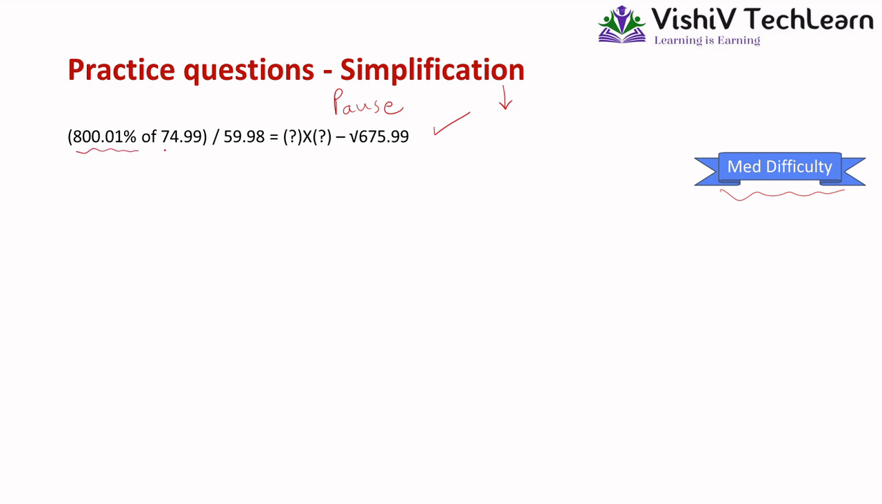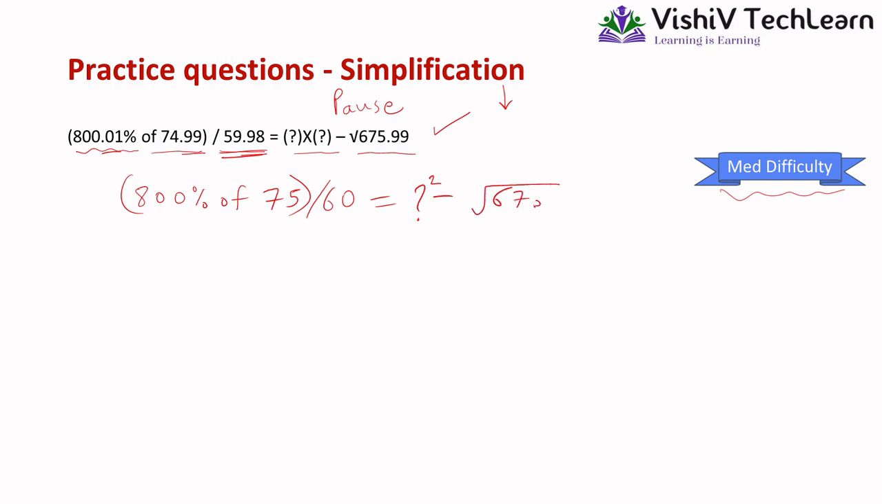The question is 800.01% of 74.99 divided by 59.98 is equal to question mark square minus square root of 675.99. Basically here 0.01, 0.99, 0.98, these figures we can approximate. So after approximating it, it will become 800% of 75 divided by, we can put it in bracket, 60, we can consider this as 60, is equal to question mark square minus under root of 676. Correct.